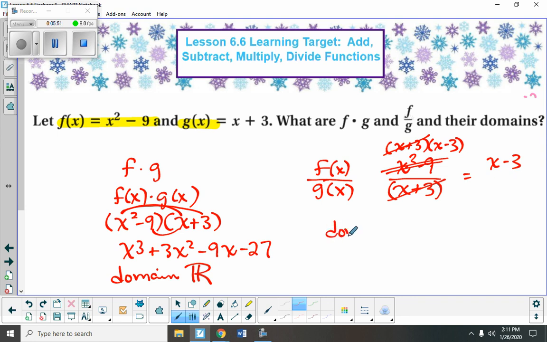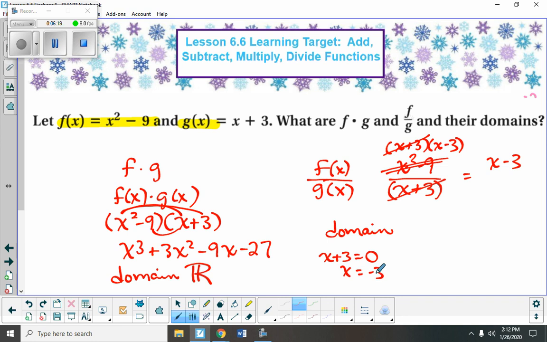Then, when we talk about the domain, we have to look at the denominator. Now, here's the thing. We can never have 0 in the denominator. So even though in our final answer, the denominator is 1, throughout the problem, if at any point you have 0 in the denominator, the problem's over. So we go back to where we have an x in the denominator. And if you set that equal to 0, we would get x equals a negative 3.